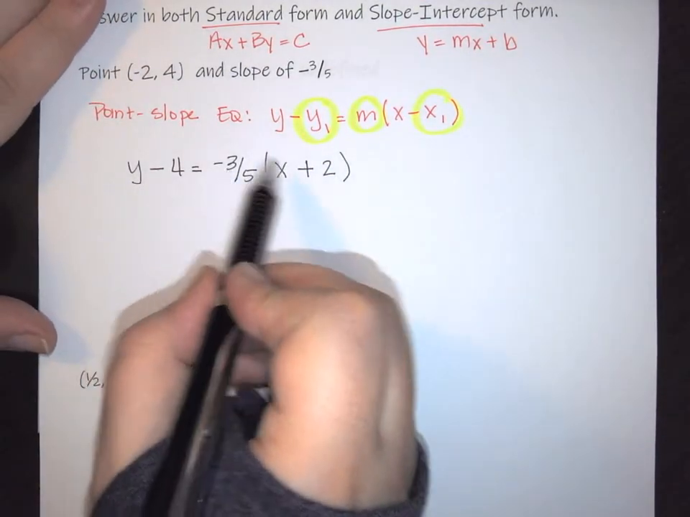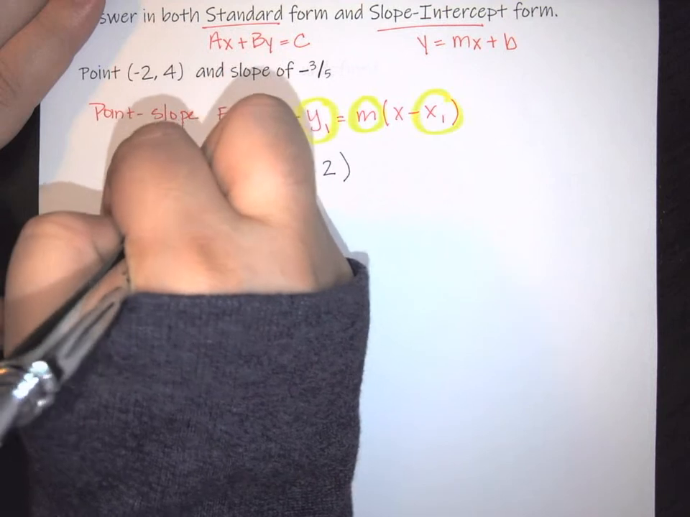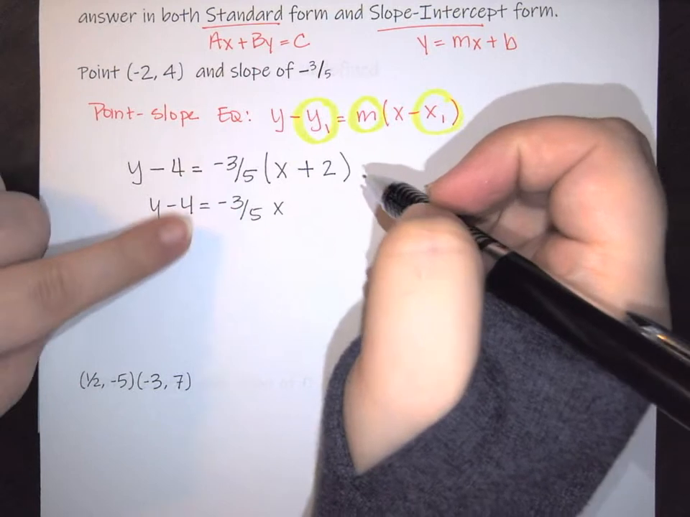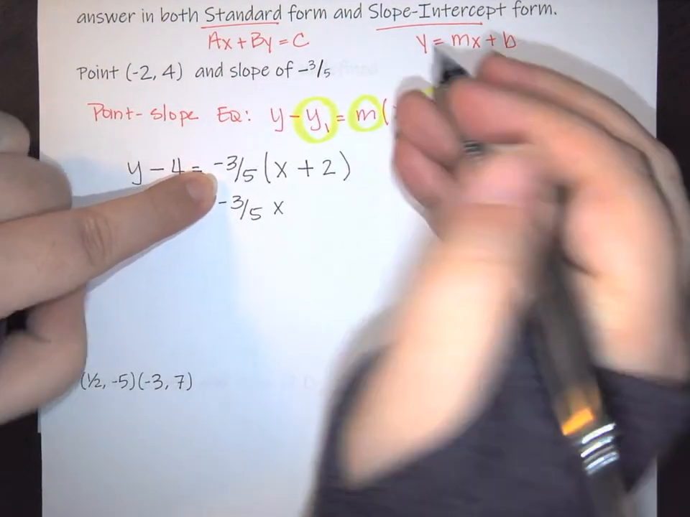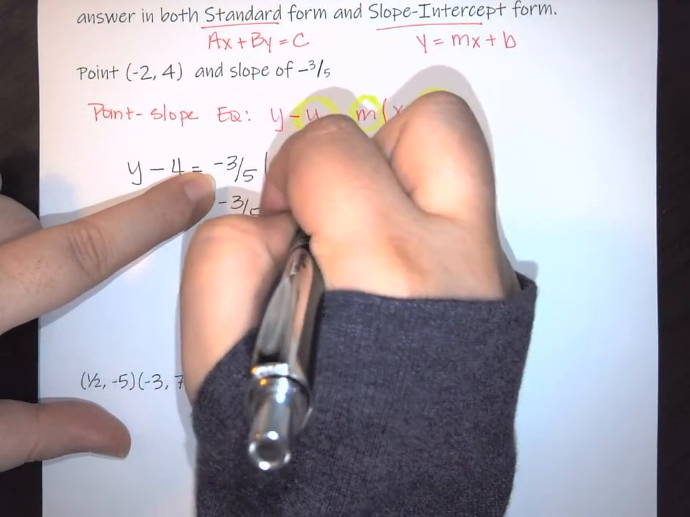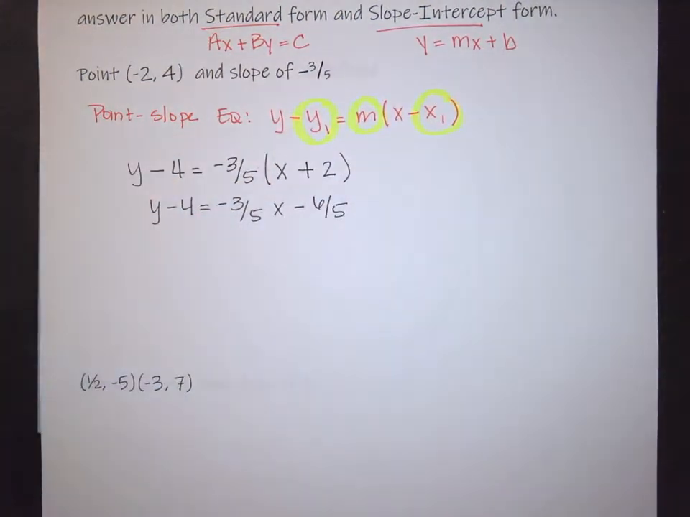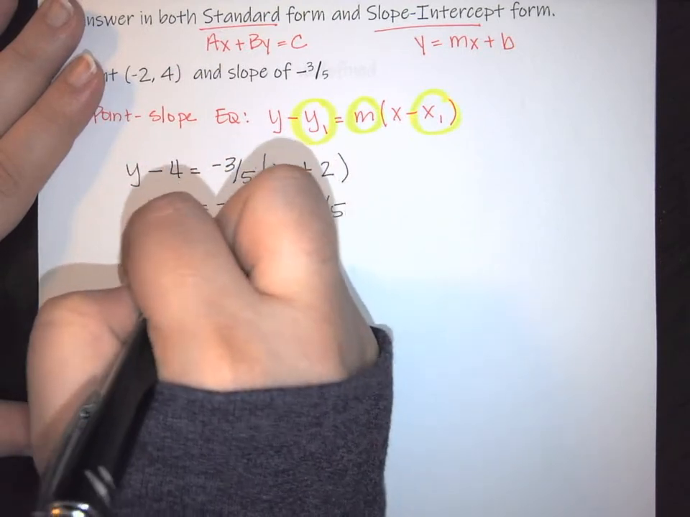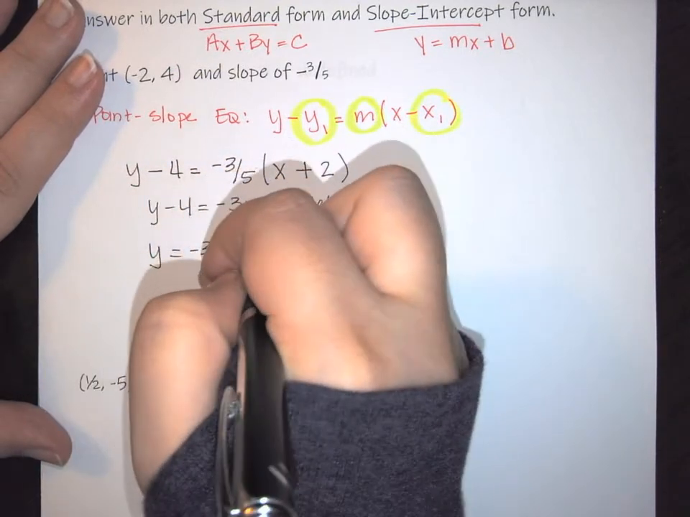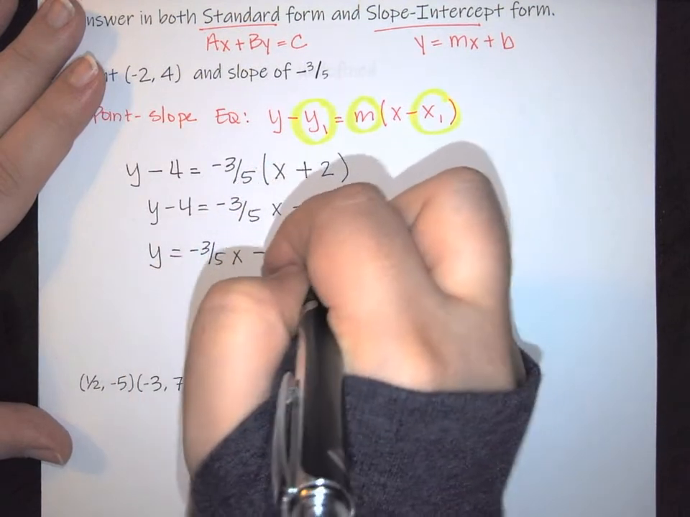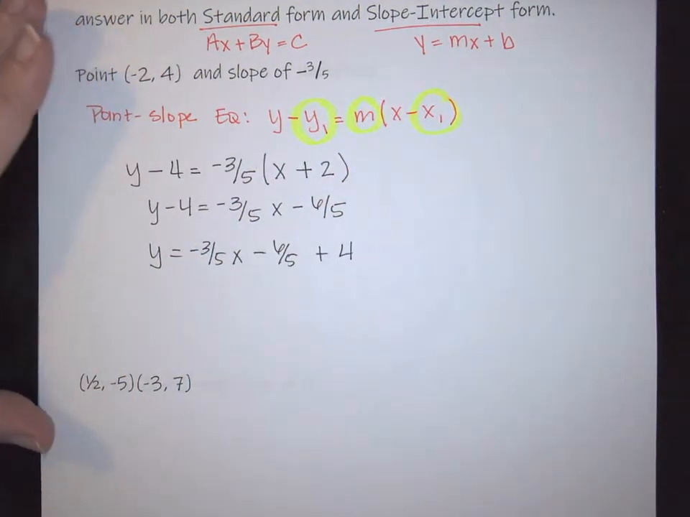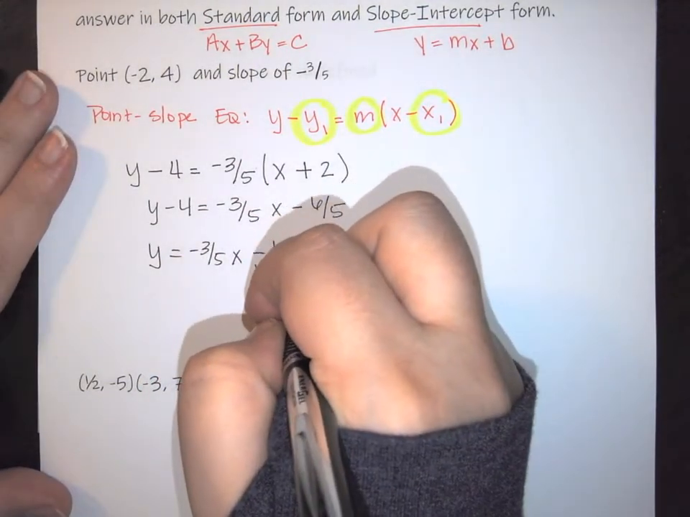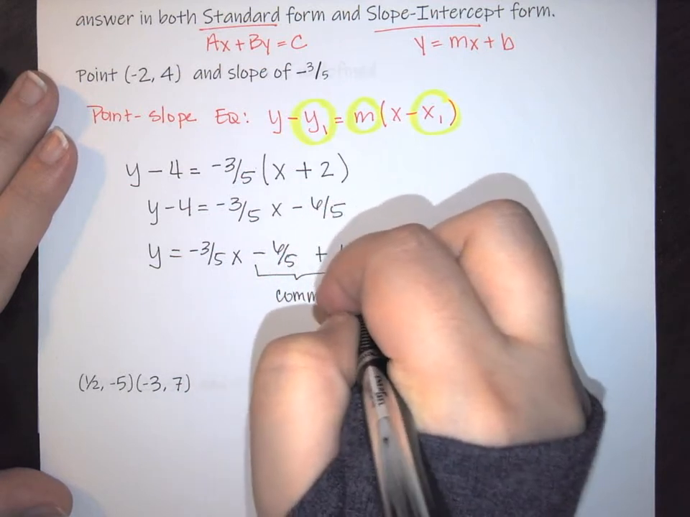So the first thing we're going to do is distribute the slope. So we have y minus 4 is equal to negative 3/5 x. And then we're going to have negative 3/5 times 2. So this becomes negative 6/5. And then we need to add the 4. So here this becomes y equals my negative 3/5 x minus your 6/5 plus 4. So what we need to do is combine these fractions. Remember, to do that you need to have a common denominator.